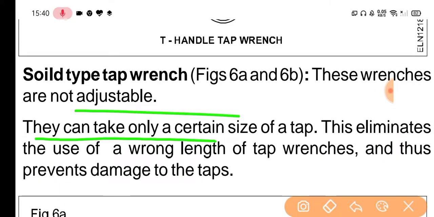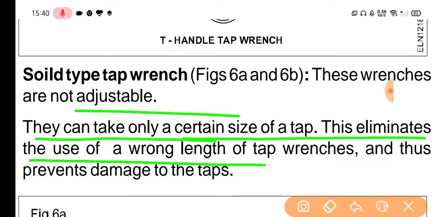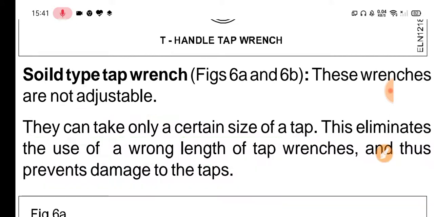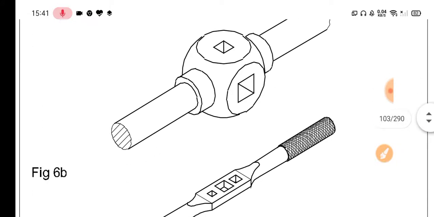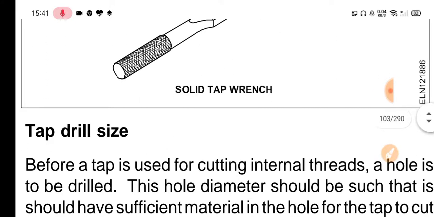These wrenches are not adjustable. They can take only a certain size of tap. This eliminates the use of a wrong length of tap wrench and thus prevents damage to the taps. Given in picture 6A, this is the solid tap wrench.